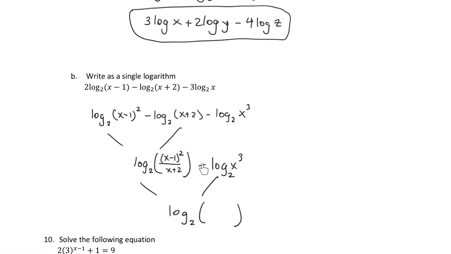See, if this were a plus sign here, then we would multiply these two expressions, so then this would end up in the numerator. If we're subtracting, that means we're forming a quotient. So this divided by this means that this is going to end up in the denominator. So we're still going to have a quotient with x minus 1 squared in the numerator. Then I'm going to take that x cubed, put it down there, and combine it with the x plus 2.